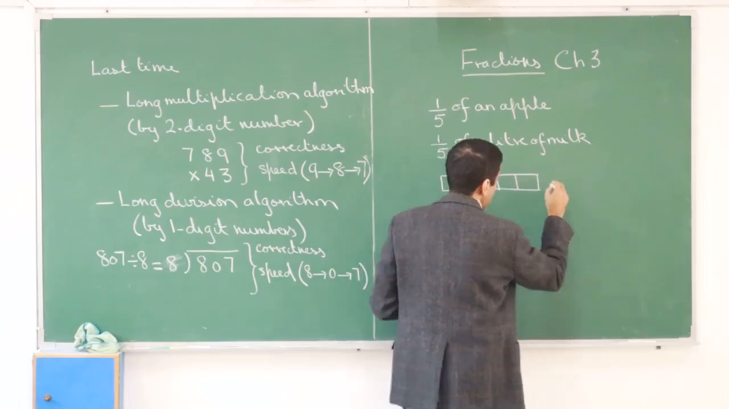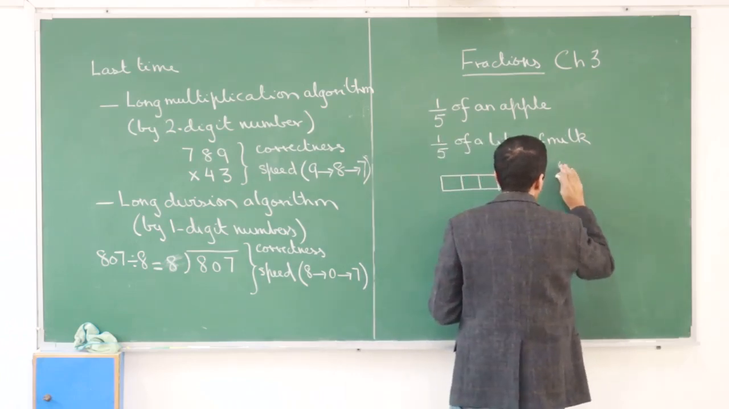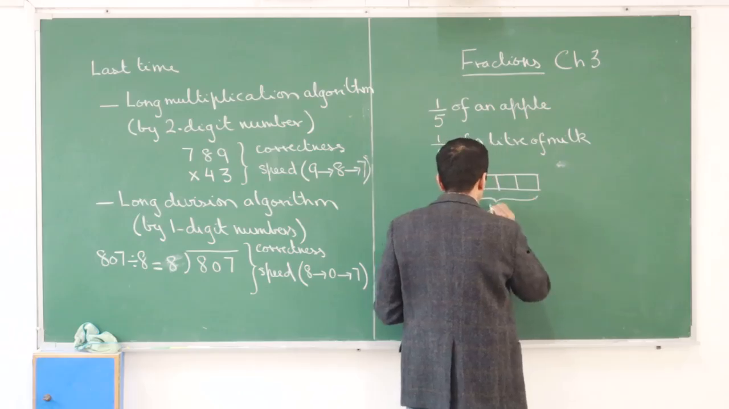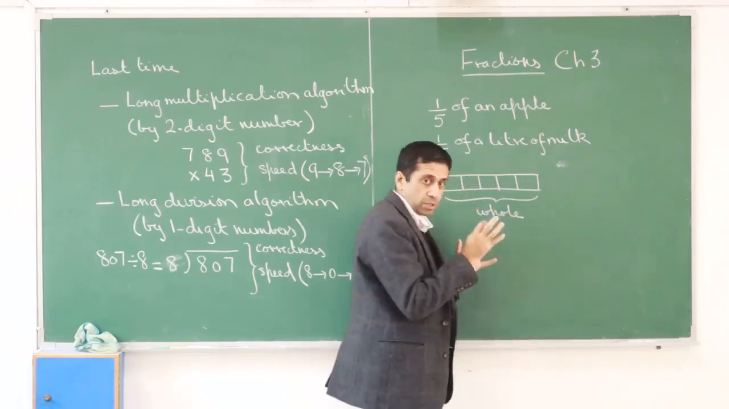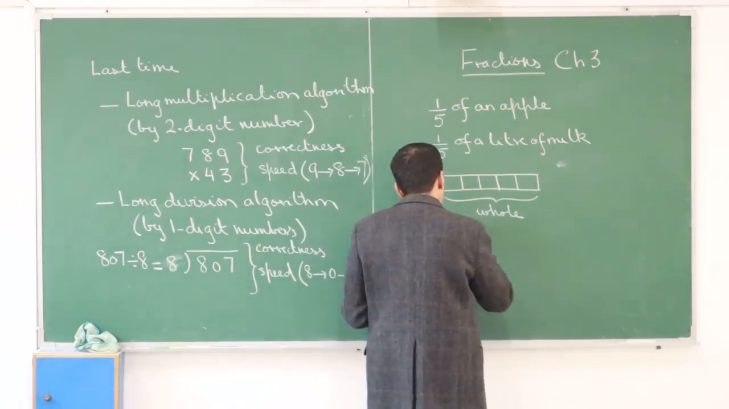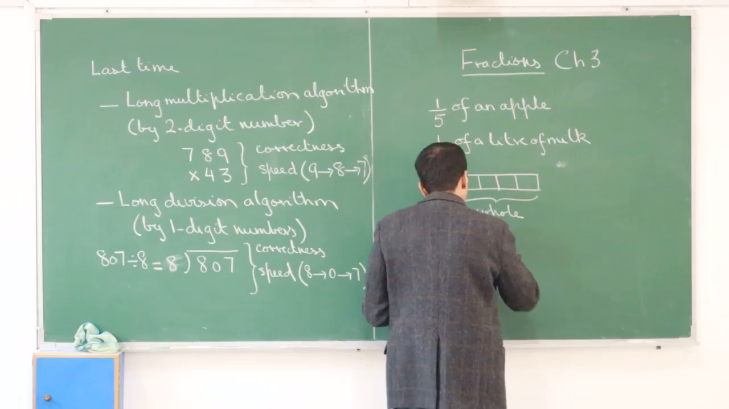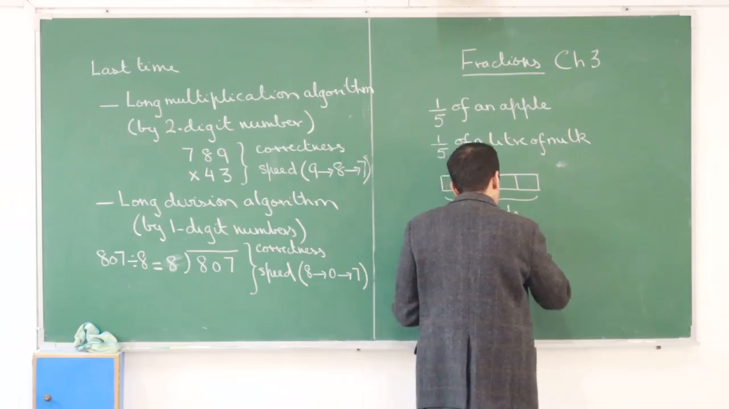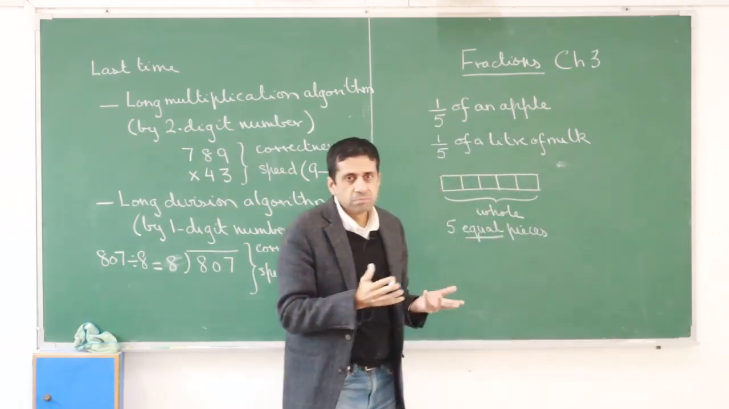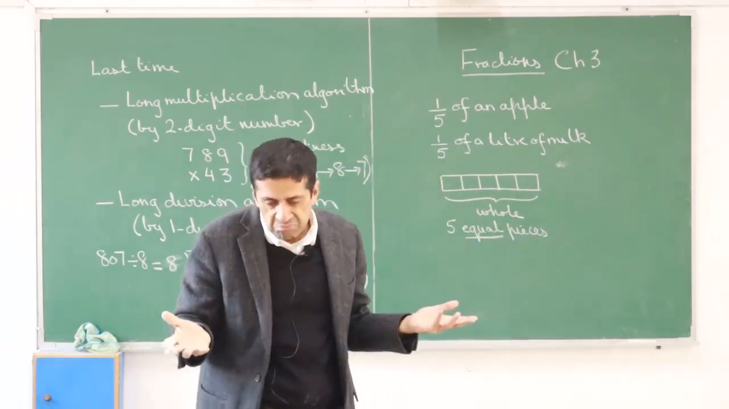So the important thing is I've broken this whole. So this is a whole, whatever the whole is. I don't know what it means, but there is something which is a whole. I'm going to break it up into 5 equal pieces. What do I mean by equal? Equal means that they're equal. They're both the same size.